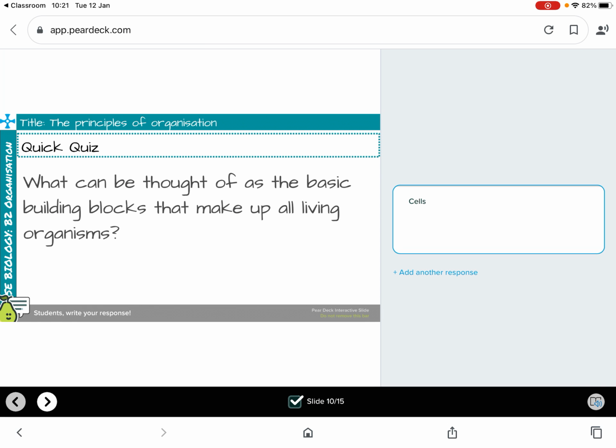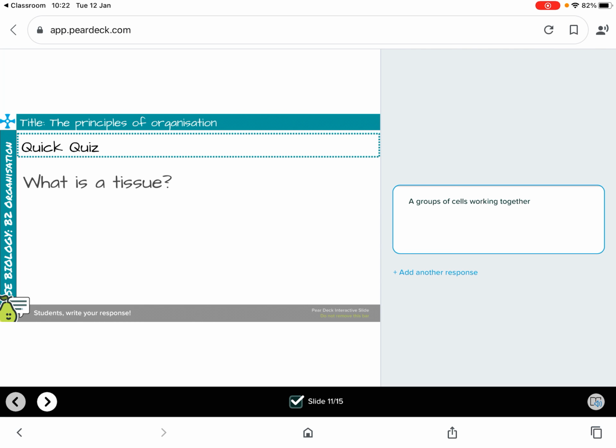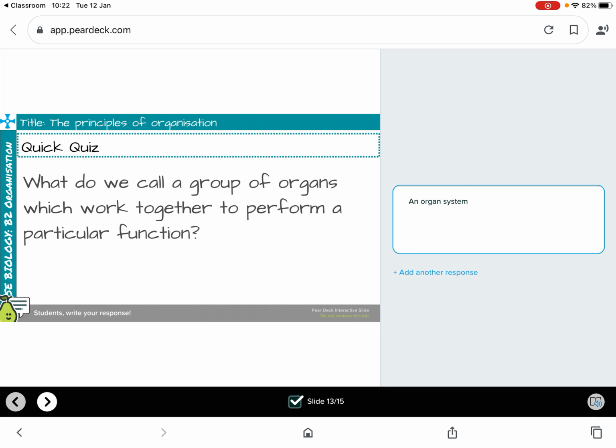Okay, and then there was a quiz. What can be thought of as the basic building blocks that make up living things? The answer is cells. One person wrote atoms, and technically that is true, but since this topic was just about cells, tissues, organs and organ systems, then the answer was cells. Next we had tissue. What is a tissue? It's a group of cells working together. What is an organ? A group of tissues working together. What do we call a group of organs which work together? This is an organ system.